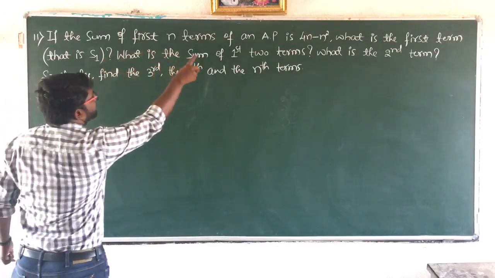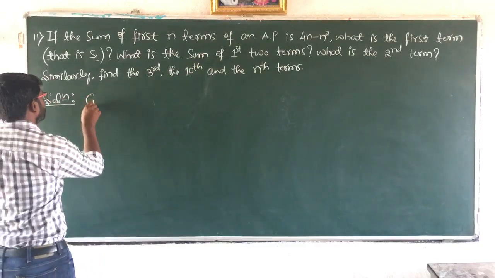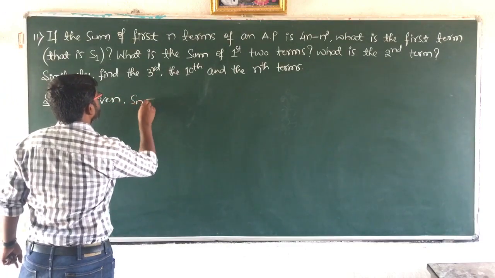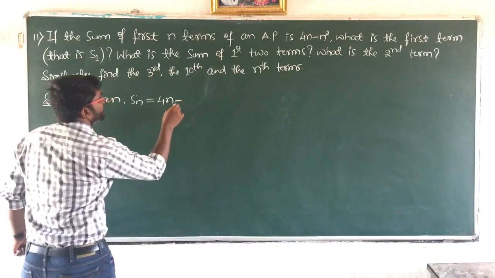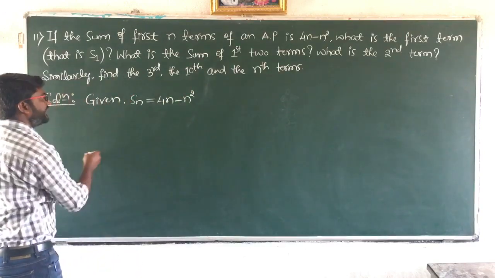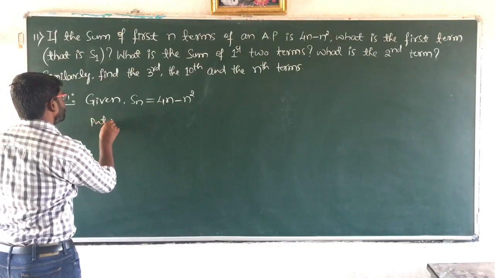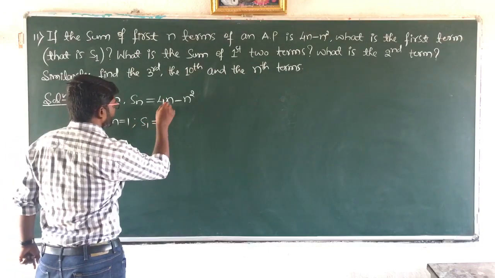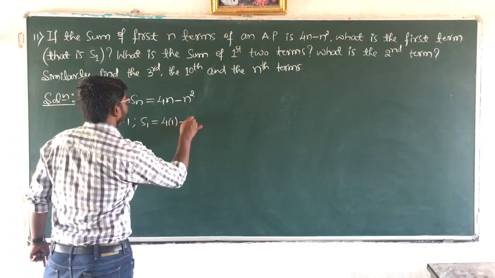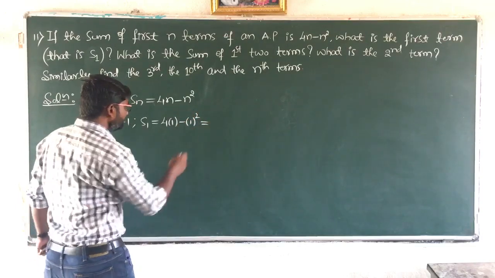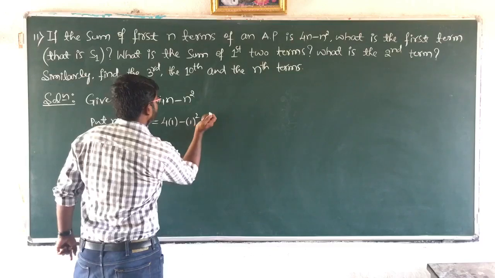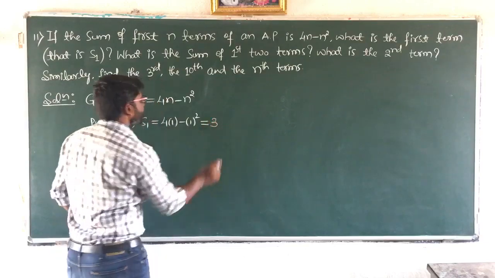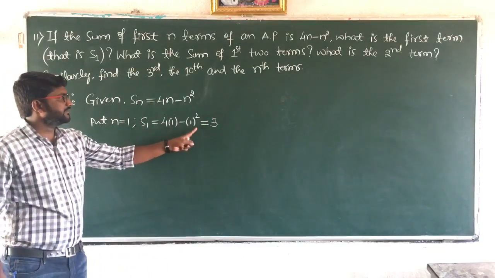Given Sn which is equal to 4n minus n square. So now put n equal to 1 here. We get S1 which is equal to 4 into 1 minus 1 square. Here 4 into 1 it is 4 minus 1 square, so it is 3. See here, 4 into 1 it is 4 minus 1 it is 3.